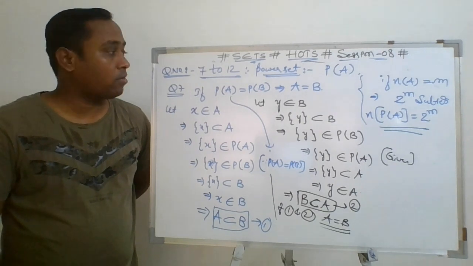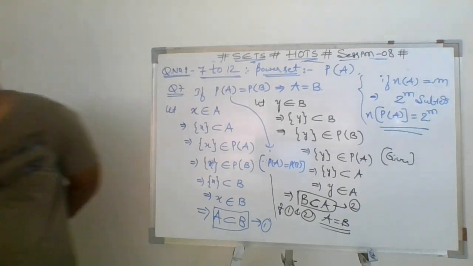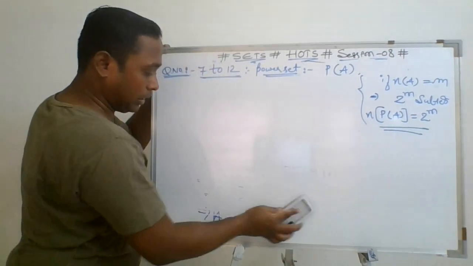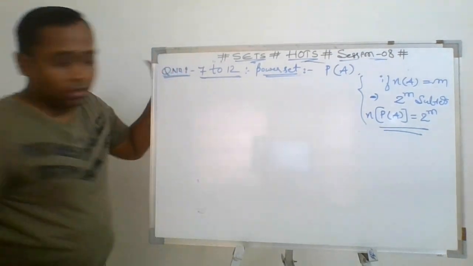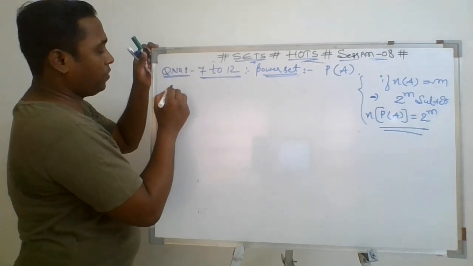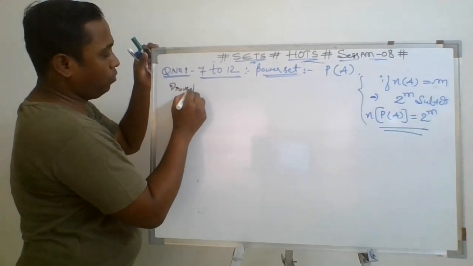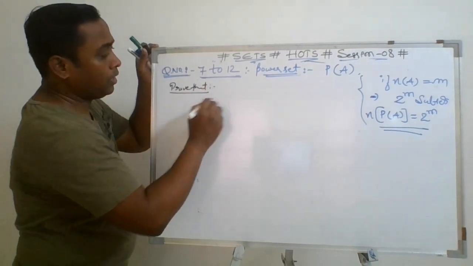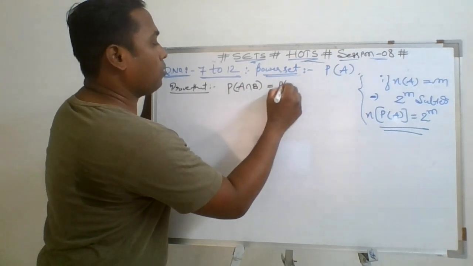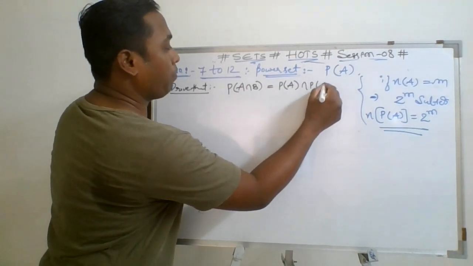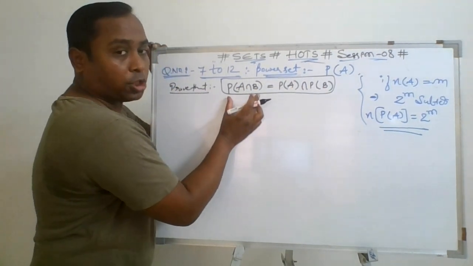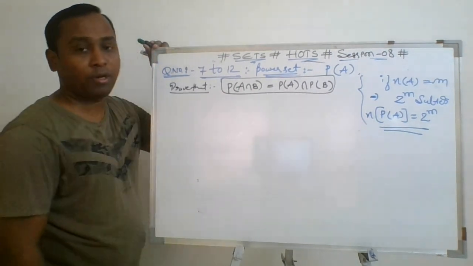Now let's take the second question related to the same power set. Right? See, what is that? Now the question is, prove that or show that, prove that P of A intersection B is also equal to P of A intersection P of B. What I have to prove? P of A intersection B is equal to P of A intersection P of B.